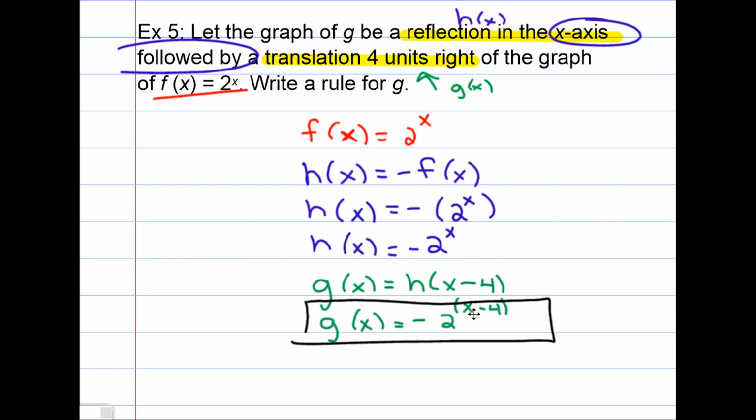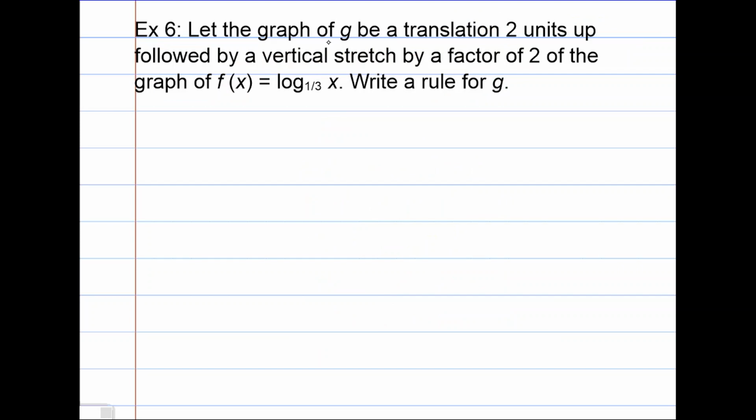Okay, we're going to look at one more of these. And this is example 6. Let the graph of G be a translation 2 units up. So that's going to be my first thing, h of x, followed by a vertical stretch by a factor of 2. That's my second thing. That'll be where I do the g of x. Of the graph of f of x equals log base 1/3 of x. So start out with your f of x equals log base 1/3 of x. Write a rule for g.